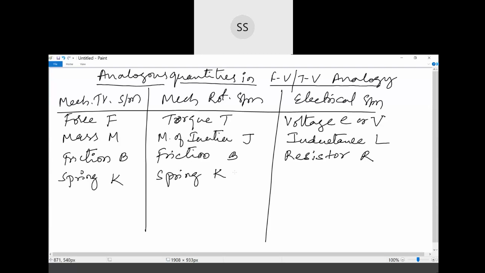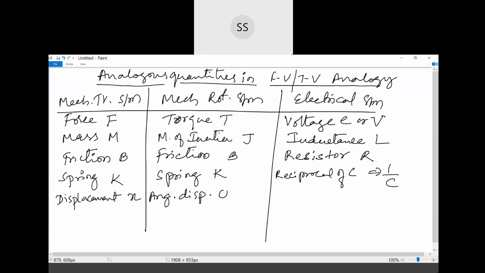Here also we have the spring element K, whereas the same spring effect is now represented by the reciprocal of the capacitance, which is nothing but 1/C in the electrical system. We are writing this by comparing the three equations. Now, because of the applied force, we observe displacement x, whereas in rotational we observe angular displacement theta.